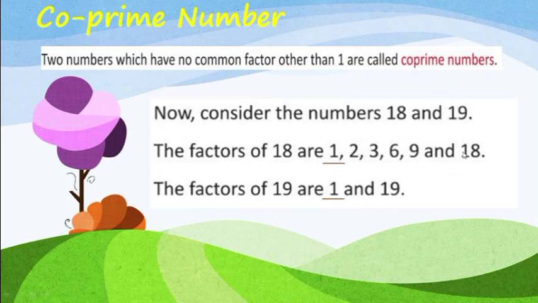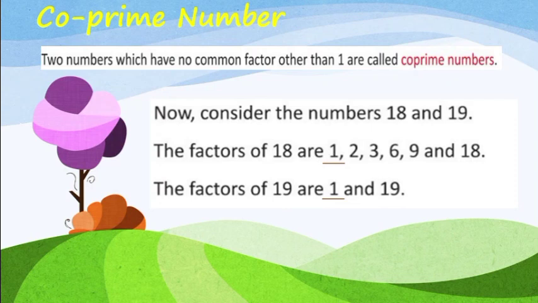Whenever we talk about factors of any number, always start with 1 and then proceed with the next table number, next table number. All those numbers in whose table the given number comes are considered factors, or those numbers which can divide the given number completely are considered factors. Now let us look at the factors of 19. 19 comes in only two tables, that is 1 and the number itself. So 19 is a prime number and 18 is a composite number.